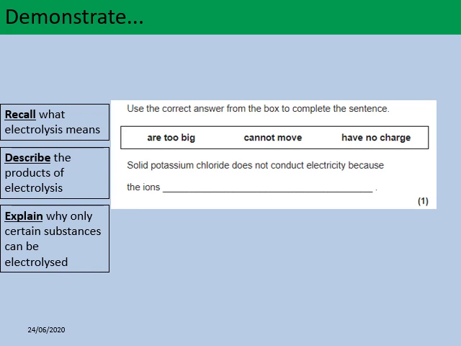Second question, use the correct answer from the box to complete the sentence. Solid potassium chloride does not conduct electricity because the ions. And the correct answer is cannot move. The size of the ion doesn't affect electrolysis, and of course we know that potassium ions would have a positive charge and chloride ions would have a negative charge. So it must be that middle answer, they cannot move.